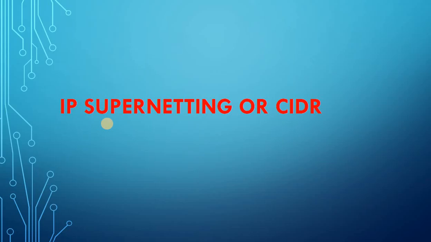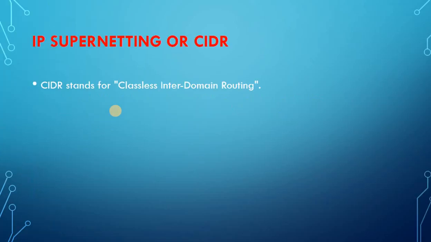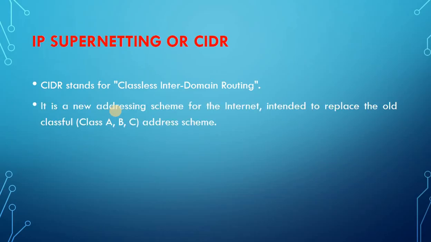In this video I will explain what Supernetting is, also known as CIDR. CIDR stands for Classless Inter-Domain Routing. It is a new addressing scheme for the internet intended to replace the old classful address scheme, which is class A, class B, class C.